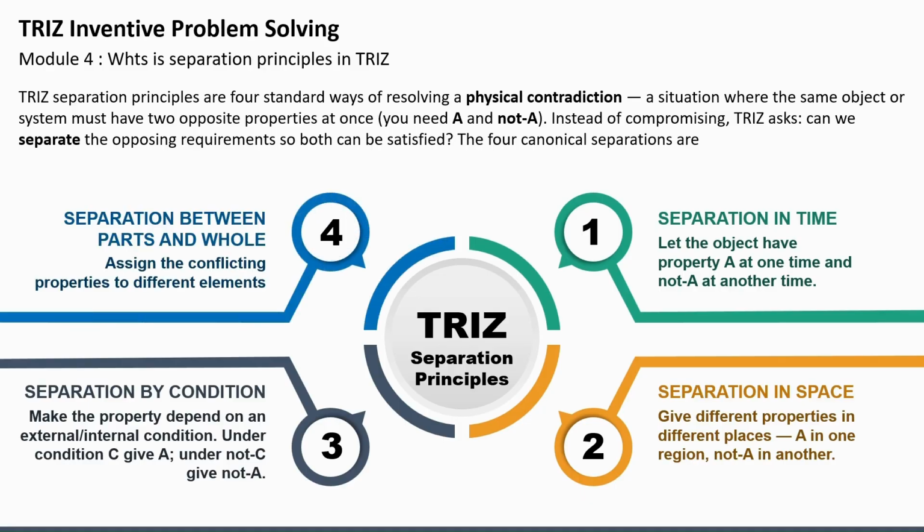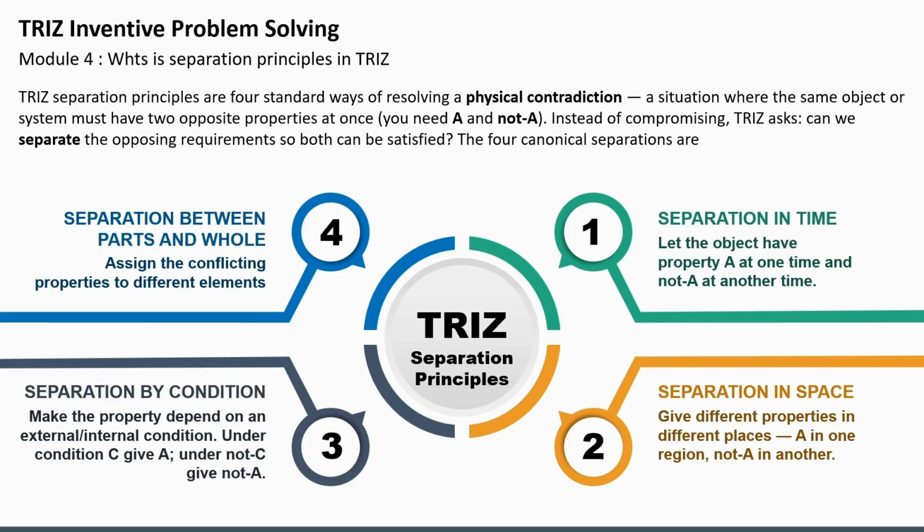And the fourth separation principle is separation between parts and whole. What we mean by that is assigning conflicting properties to different elements of one particular part. For example, I need a window which is transparent so that I can see through it. At the same time, the window should be able to resist impact. For example, if somebody is playing a sport outside your home, let's assume they play cricket, and the ball strikes your window, the window should have the ability to resist the impact. So it should be strong. At the same time, it should be transparent, and these are two opposite requirements.